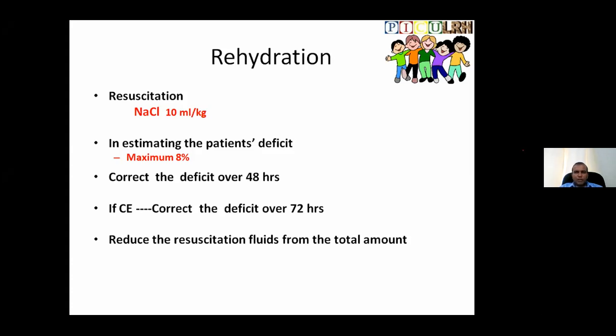Usually in the APLS method, what we are doing is dehydration correction: you calculate the amount of fluid from the percentage of dehydration and give that amount over 24 hours. That's the usual pattern. If the deficit is 500 ml, you are giving 500 ml in addition to the normal maintenance over 24 hours. Here we are giving over 48 hours, sometimes delaying it up to 72 hours. That's the difference.